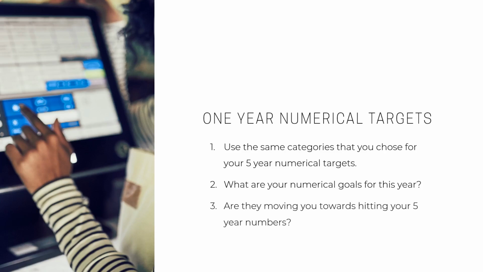Just ask yourself, are they moving you towards hitting your 5-year numbers? Because they're just cascading down. See, it's quite easy now. You've thought of all the categories. Now you just have to fill in your 1-year numbers. So do the math. What part do you need to achieve this year?